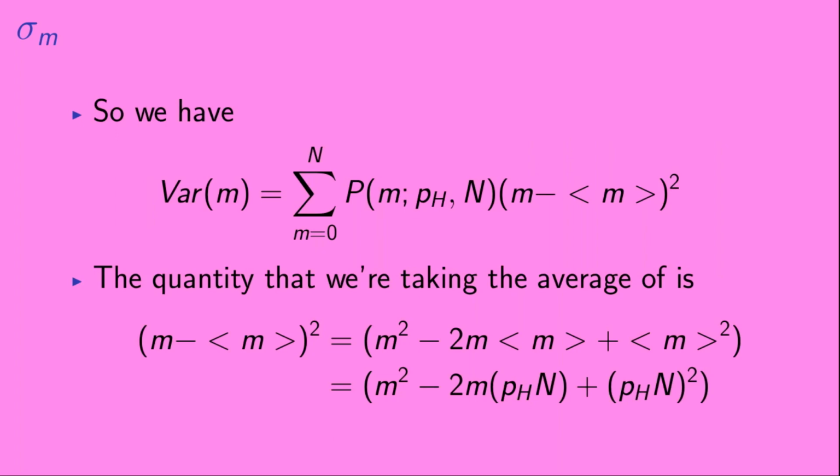Okay, so we have that relation from the previous slide. Now, the quantity that we're taking the average of is the square of m minus the mean value of m, which is equal to m squared minus 2m times the mean value of m, plus the mean value of m squared, which equals m squared minus 2m ph n plus ph n squared.